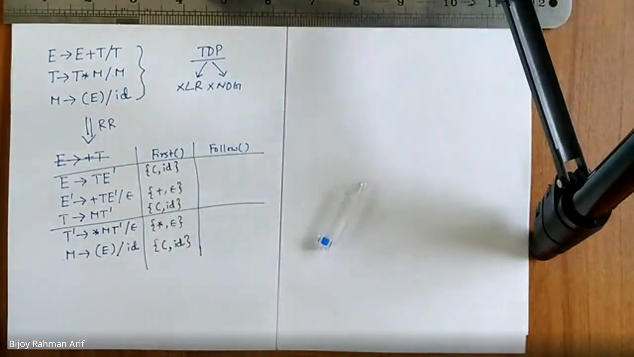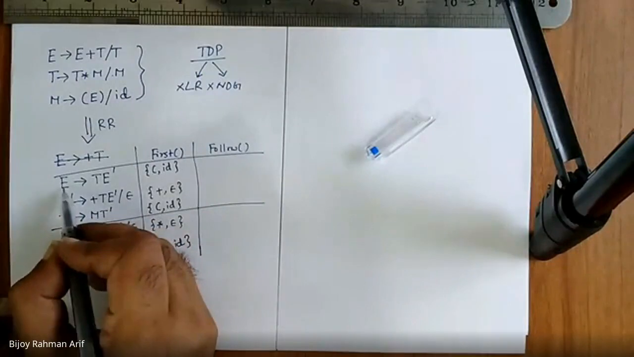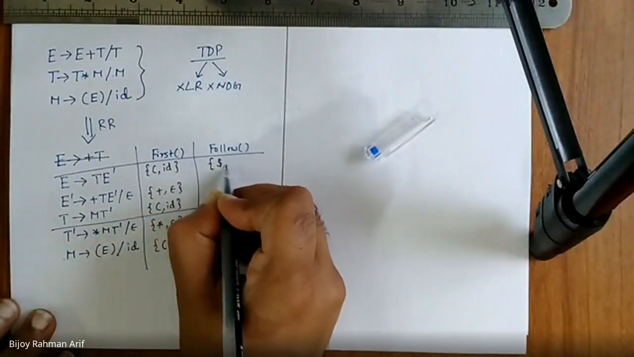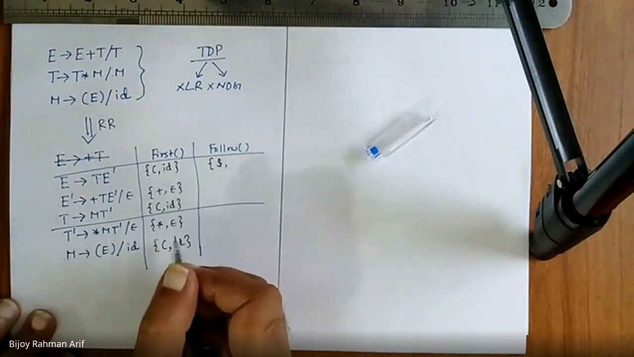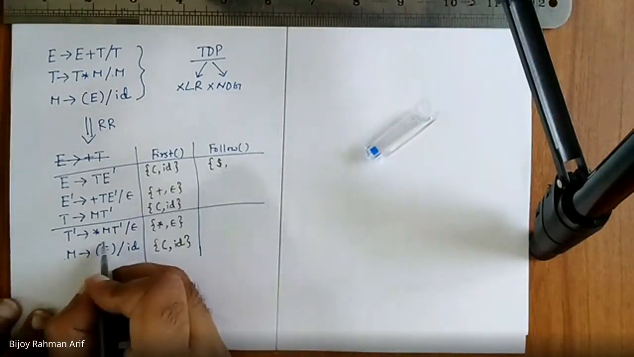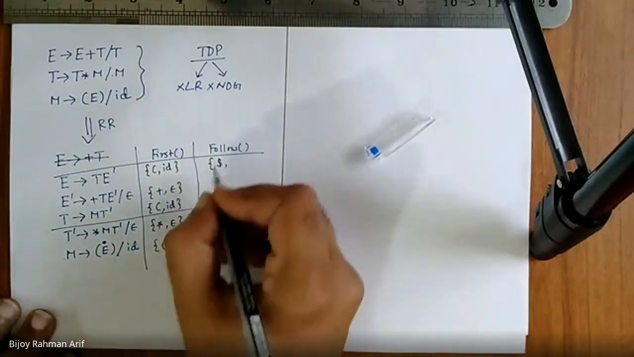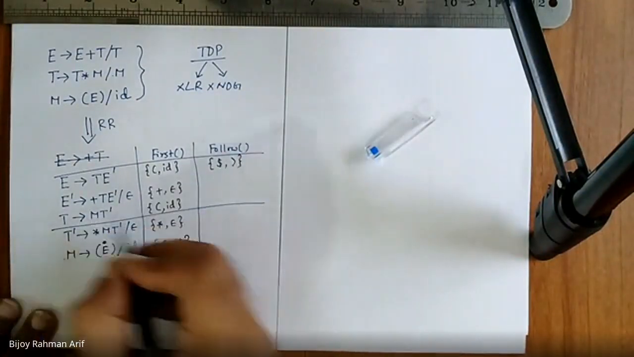Now let's try to find the follow. E is the start symbol, so definitely it gets dollar, and we have to find the appearances of E on the rightmost side. While E is happening on the rightmost side here, what is follow of this? Close parenthesis. So we are done.